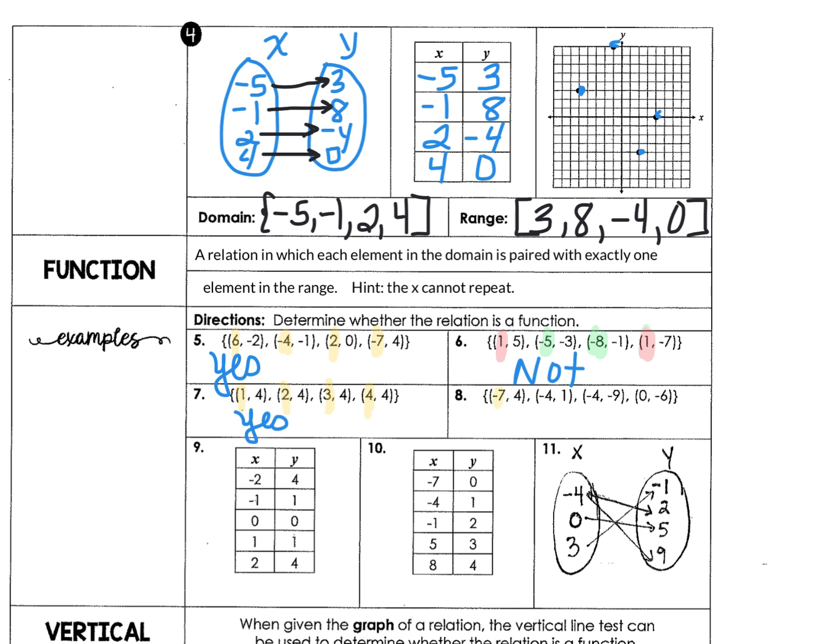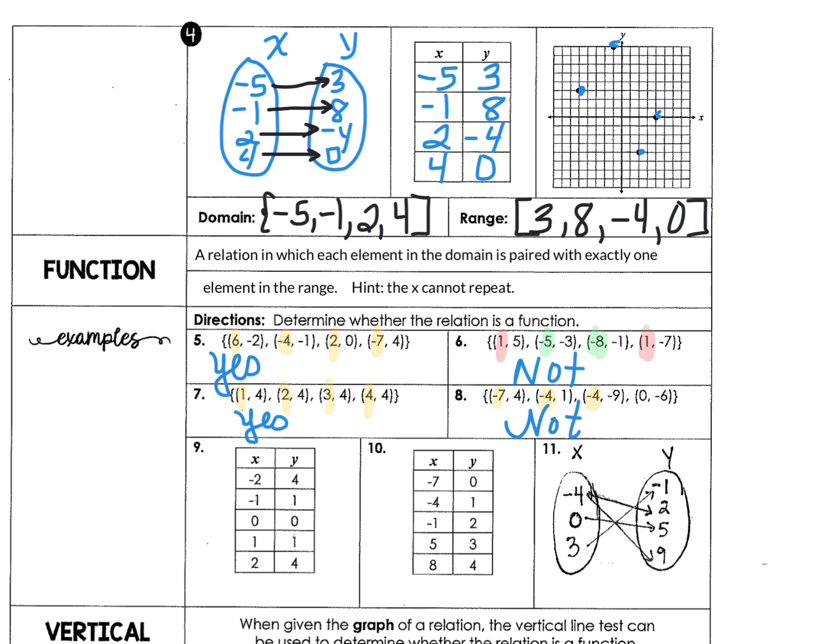And finally, we're going to look at number 8. We have a -7, a -4, a -4. Now just when I said the 2 -4s, I'm going to stop right there. I noticed the one -4 is paired with 1. The other one is paired with -9. So this is not a function.